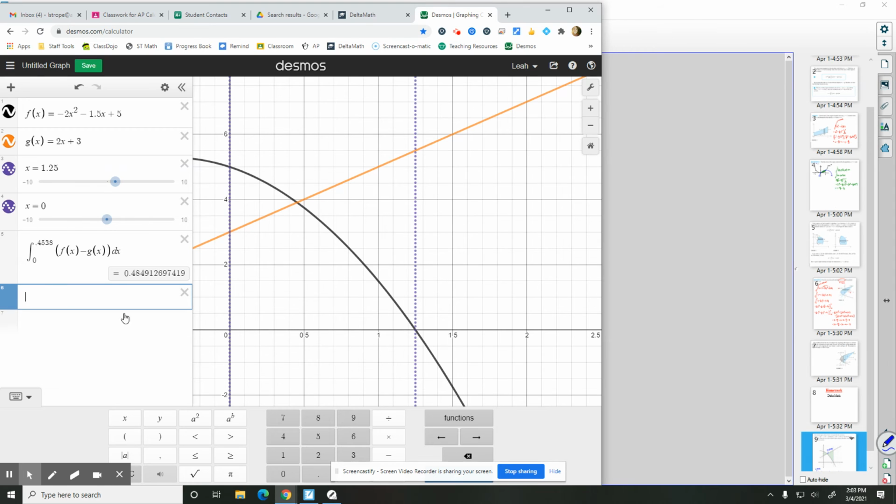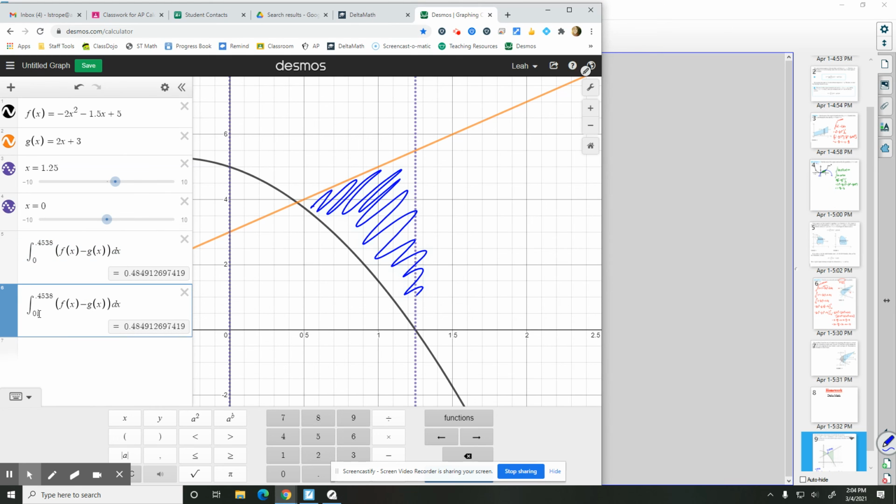Okay, now we're going to do a second antiderivative. And that second antiderivative is going to represent this space. So you're going to do the same thing, except this space is going to go from 0.4538 to 1.25.